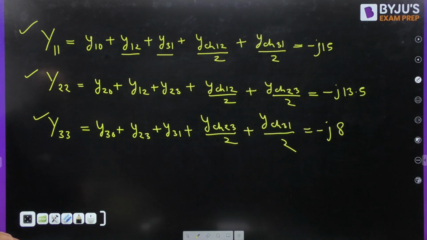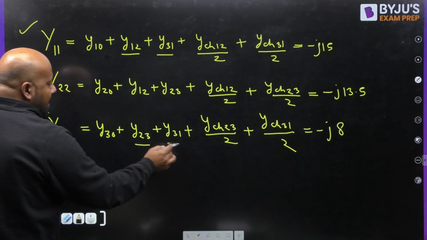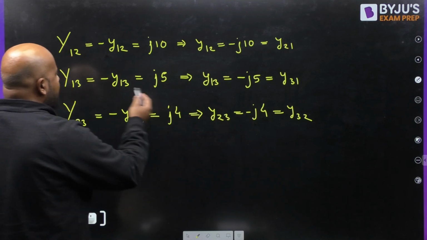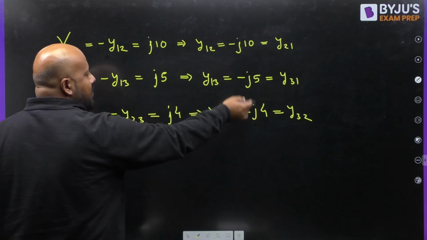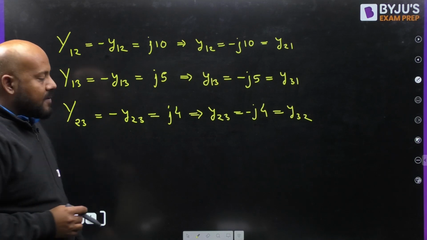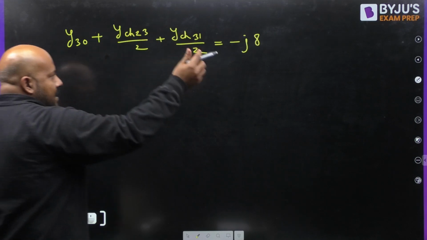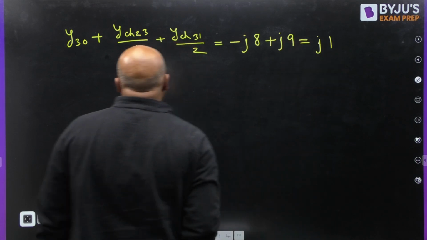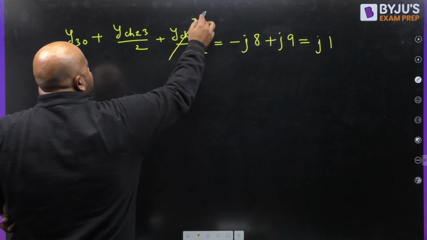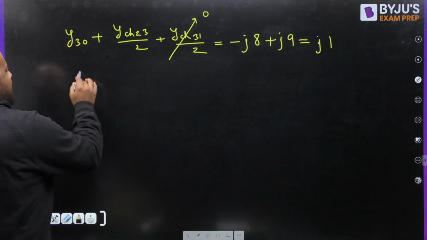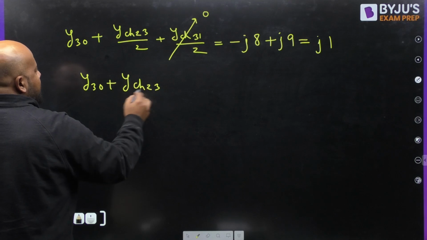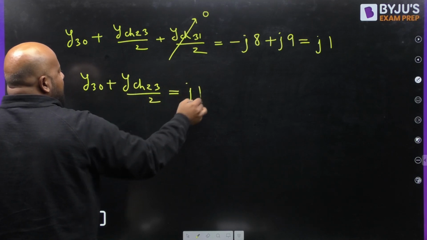Now what is going to be Y23 and Y31? Y23 is minus J4 and Y31 or Y13 is minus J4. So together they become minus J9. Minus J9 going to the right hand side will become plus J9, that is nothing but J1. Again, Y31 charging is going to be 0. Already we have concluded. So Y30 plus Y charging 23 by 2 comes out to be J1.